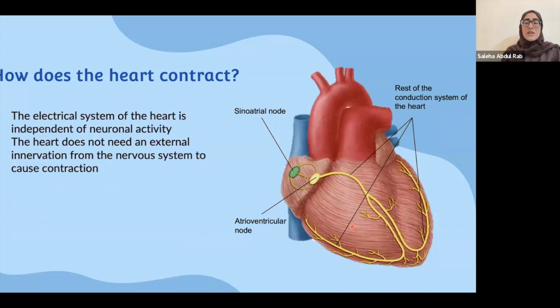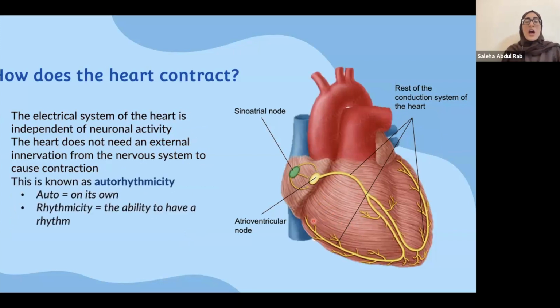Okay. So this electrical system that I'm showing you here is independent of neuronal activity. The heart does not need external innervation from the nervous system to cause contraction. This is known as autorhythmicity. Auto means on its own, and rhythmicity is the ability to have a rhythm. So the heart rate or the heart rhythm is set by the SA node. Impulse goes from the SA node down here to the AV node, and then it spreads further. We're going to look at each of these things individually in a systematic manner now.